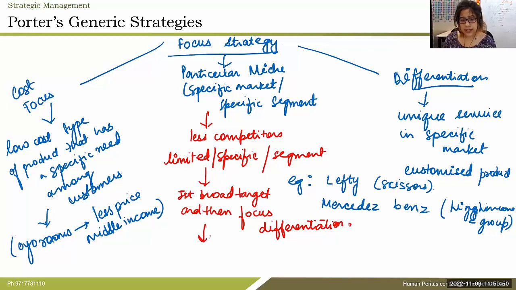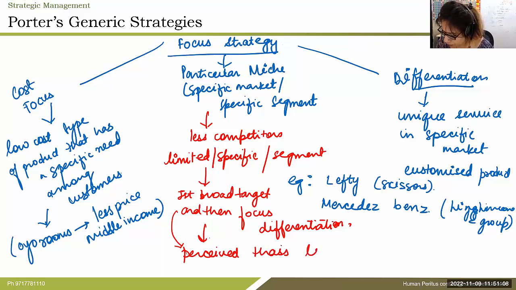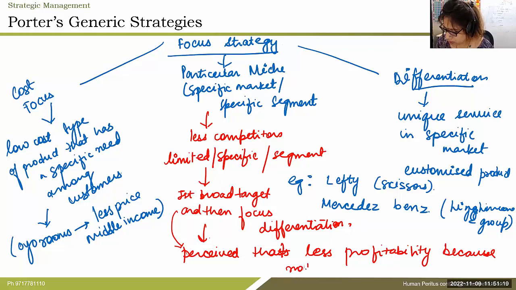Or at times the opposite of it, when you are not able to cater to the needs of a broader group, you look for a smaller group, right? You look for a smaller group, which means perceived less profitability, because you are not covering the broad market, right? So this was all about Porter's generic strategies.